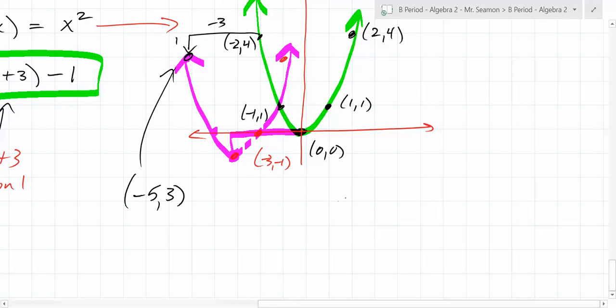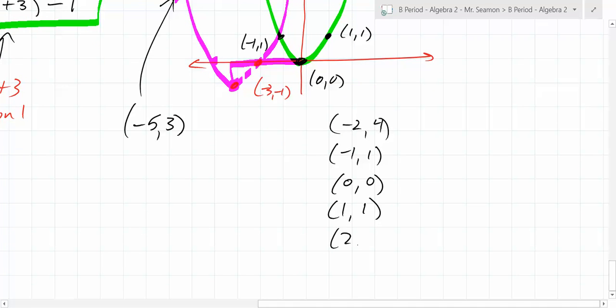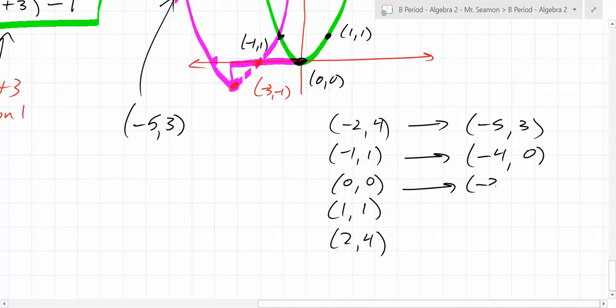So what were your first points? Negative 2, 4. That was your first point. Negative 1, 1, 0, 0, 1, 1, and 2, 4. And you're going left 3 and down 1, so that's negative 5, 3. What does this one become? Negative 4, 0. What's this one become? Negative 3, 1. You're going left 3 and down 1. Correct. This one goes negative 2, 0. And what's this one? Negative 1, 3. There are your new points right there.